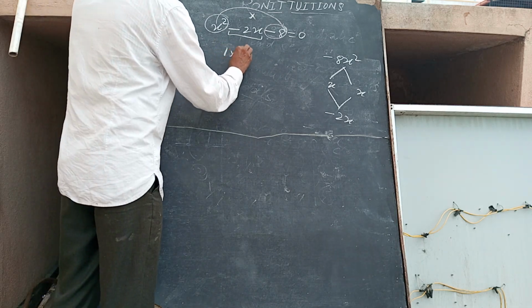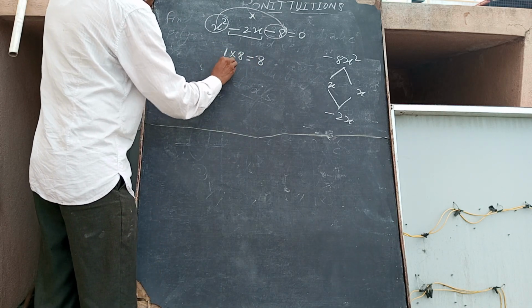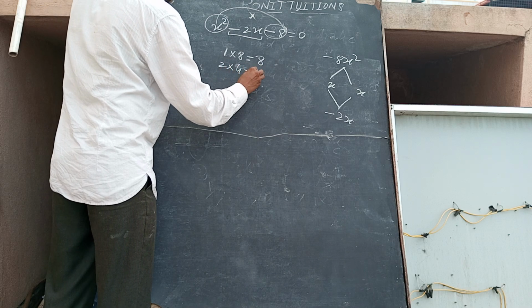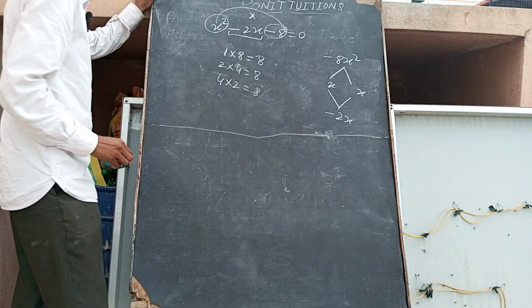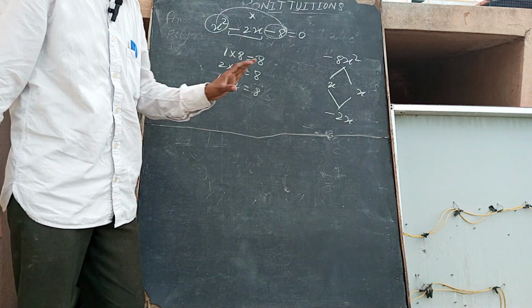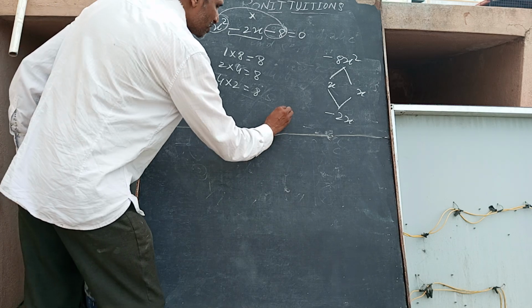So 1 into 8 will give the 8. 2 into 4 can give the 8. 3 is not coming. 4 into 2 gives the 8. The answer will be in that. This is the normal method I am telling. Otherwise we can do it like this also.